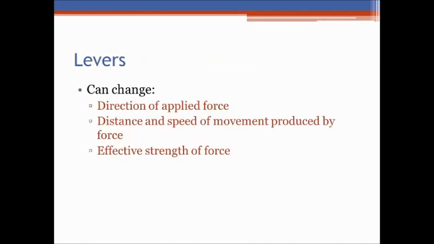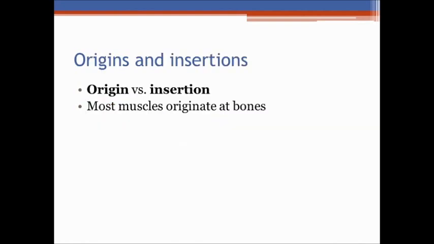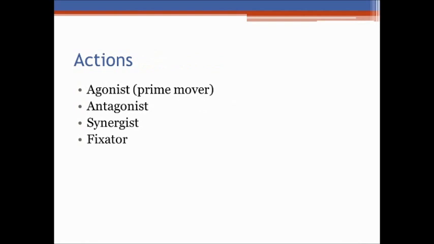Levers can change the direction of the applied force, the distance and speed of the movement produced by the force, and the effective strength of the force. We've already talked about origin and insertions, but just know that most muscles originate at bones. Muscles can also have different actions.